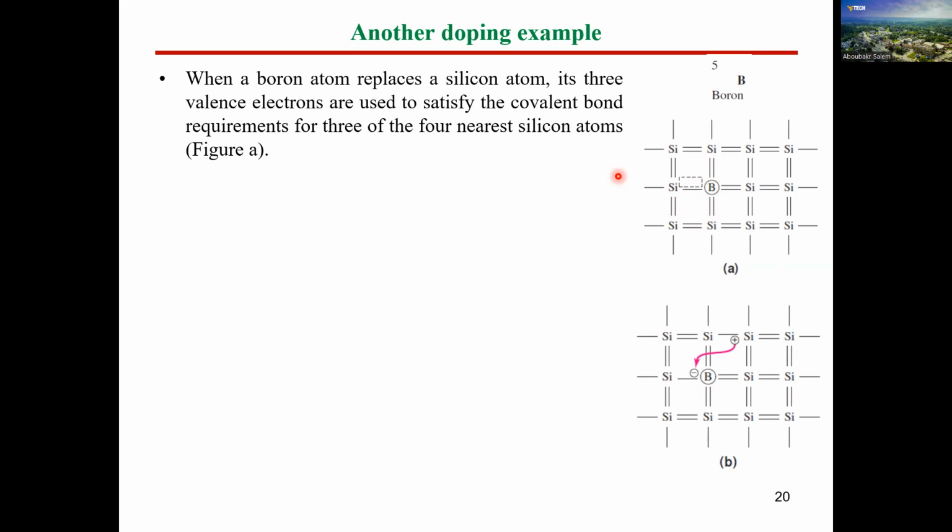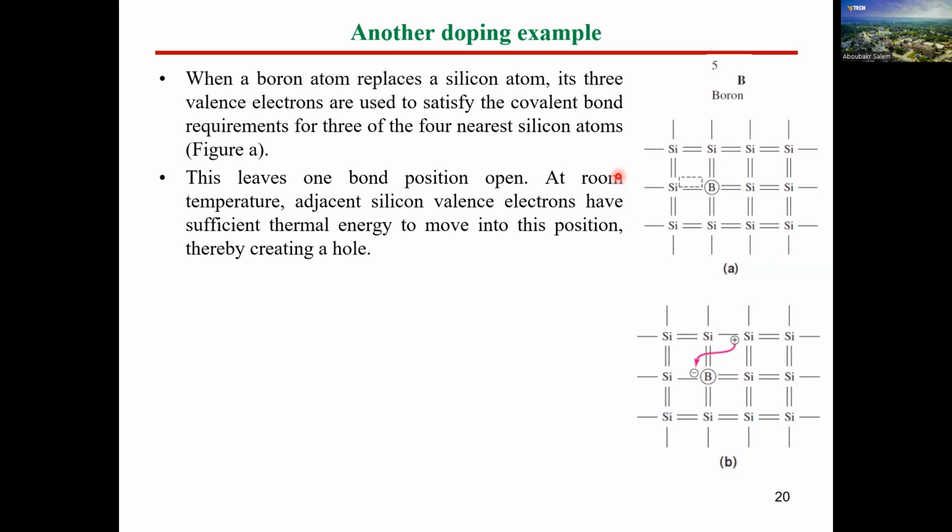And here, instead of donating, it needs an electron, correct? So it needs an electron, we will call it acceptor. Okay, so this is the difference now, guys. If we have 3 electrons, the material is going to be donor. If we have fewer electrons, the material is going to be acceptor. So in this example, this leaves one bond position open at room temperature.